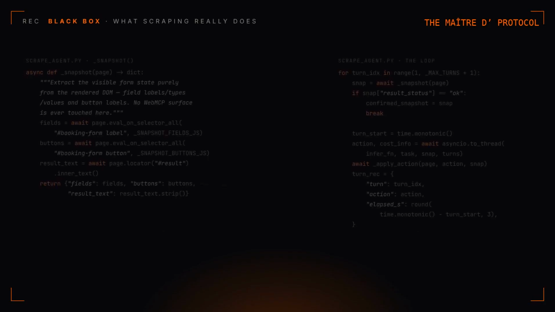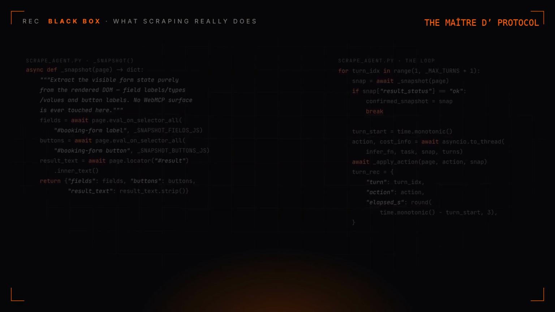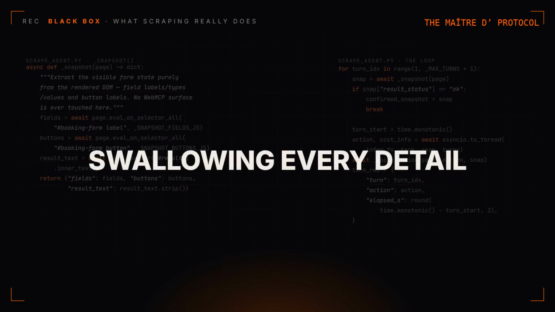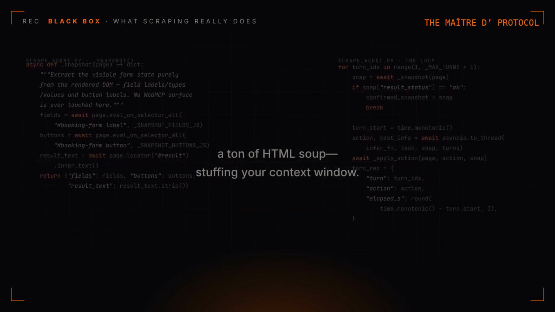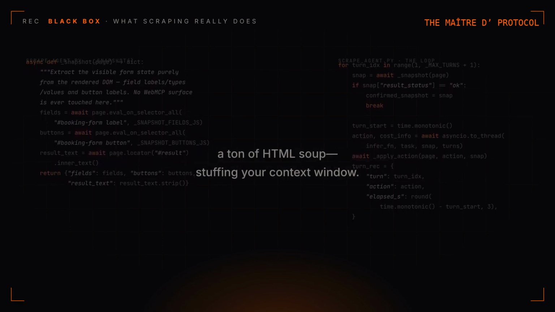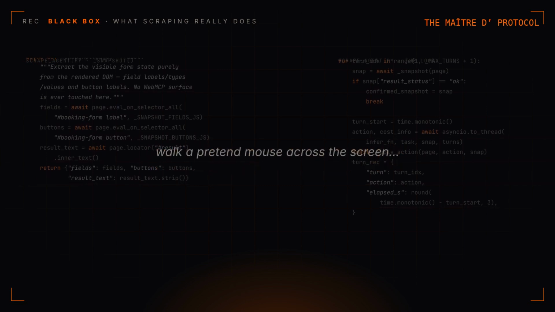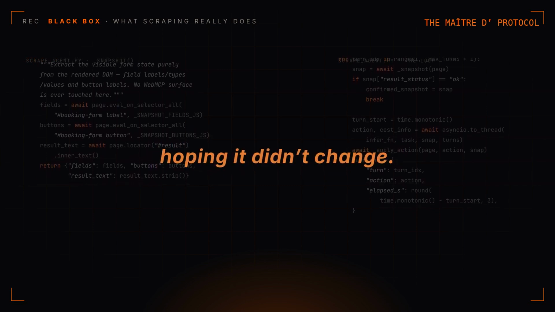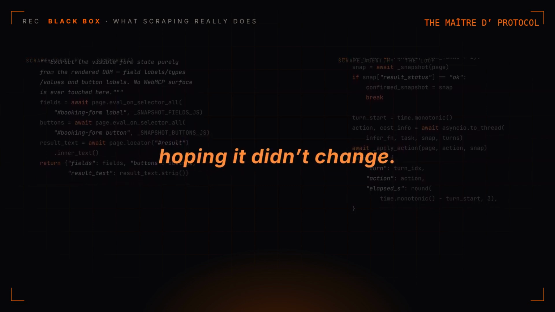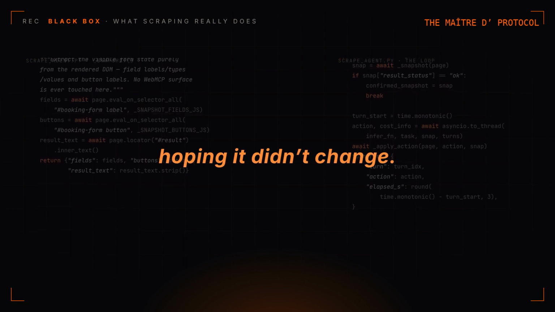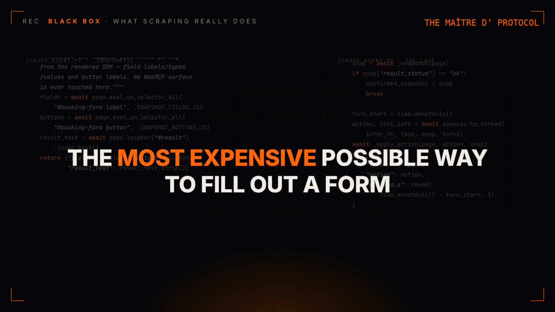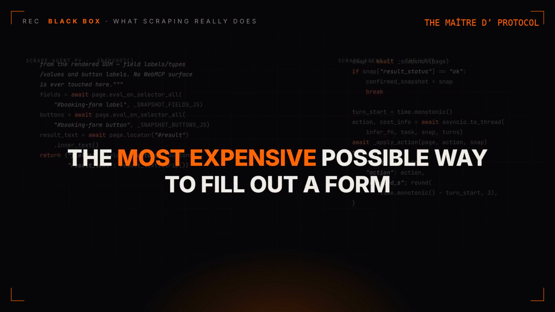Here's what every computer use demo is really doing under the glass, swallowing every detail from the page. A ton of HTML soup stuffing your context window. Then guessing which box is the name field and walking a pretend mouse across the screen, hoping the setup is still the same since it last looked. It works. It's the most expensive possible way to fill out a form.